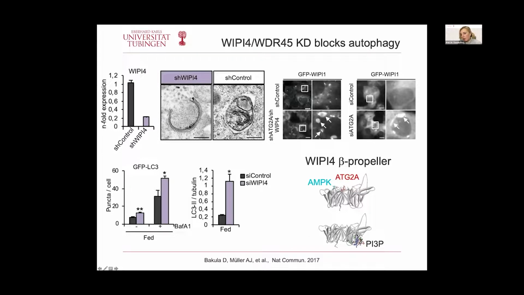So what is shown here is again the WIPI4 beta propeller. We defined one amino acid that is crucial for AMPK binding. We defined two essential amino acids required for binding to ATG2. And here you see, on the other side of the propeller, a docking experiment with PI3P.